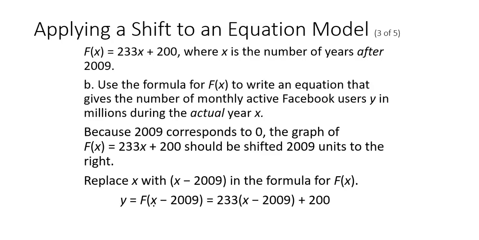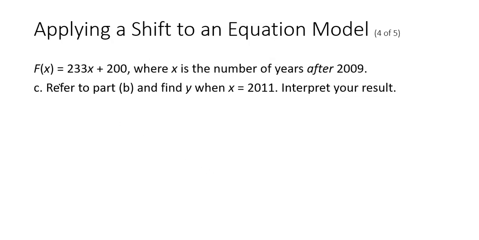Remember, we write this as f of x minus this value. So that would be equal to, we substitute x minus 2009 for each x into our original f of x equation. So we have 233 times, instead of x, I'm going to put x minus 2009, plus 200.